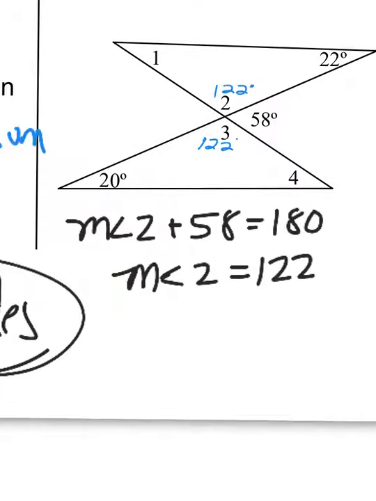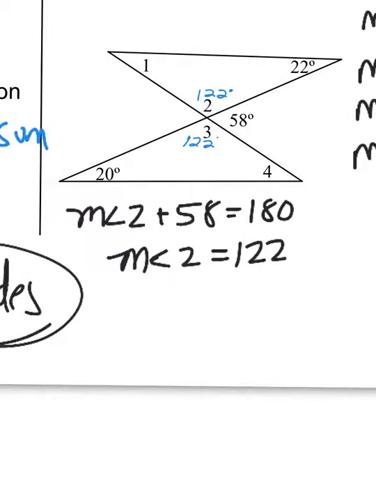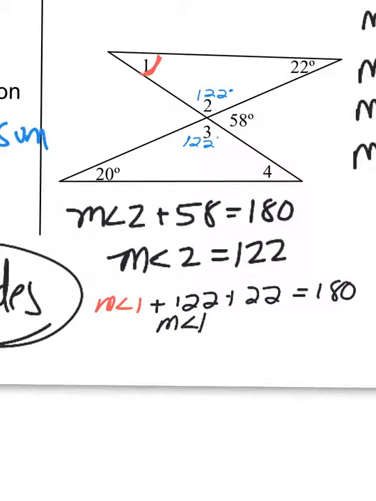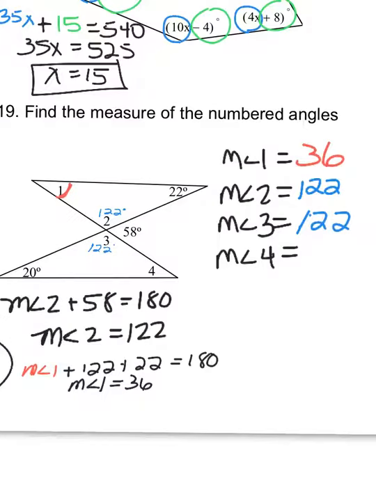Since we know the measurement of angle 2 and angle 3, we can use the Triangle Sum Theorem to find the measurement of angle 1. So the measurement of angle 1 plus 122 plus 22 equals 180. If we solve that equation, we're going to find out that the measurement of angle 1 is equal to 36. Next, we need to find the measurement of angle 4. So the measurement of angle 4 plus 122 plus 20 equals 180.